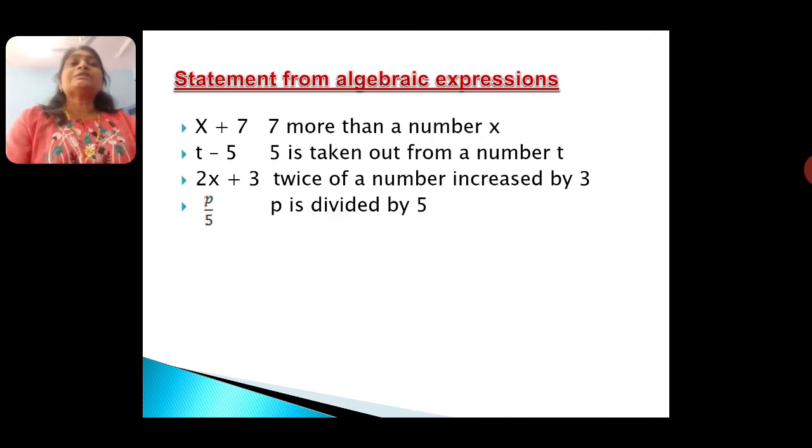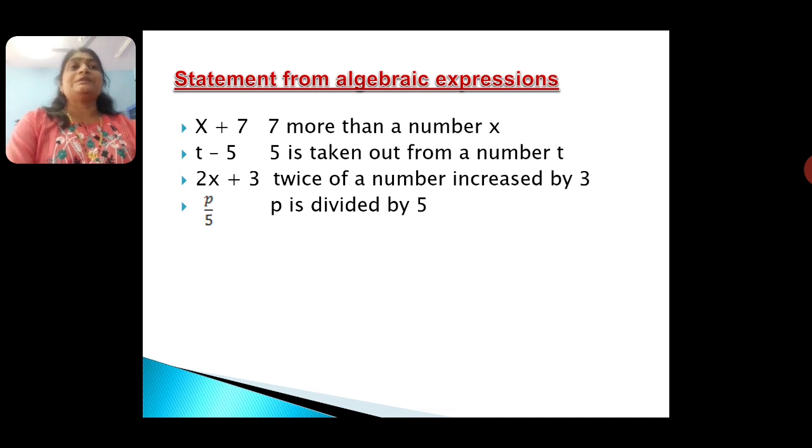Now, the statement from algebraic expressions. Now algebraic expressions are given and we can form the statements. Algebraic expression is x plus 7. Statement is 7 more than a number x. The next example, t minus 5. Statement is 5 is taken out from the number t. Next example, 2x plus 3. That means twice of x increased by 3.